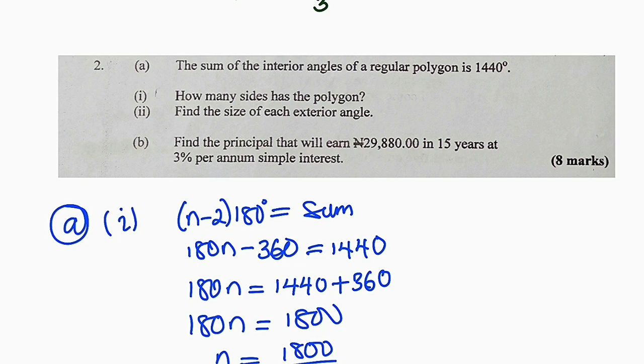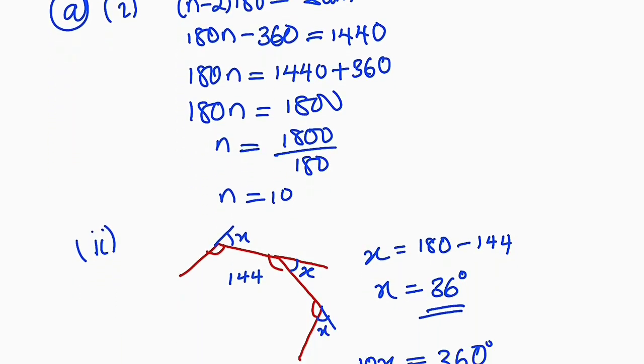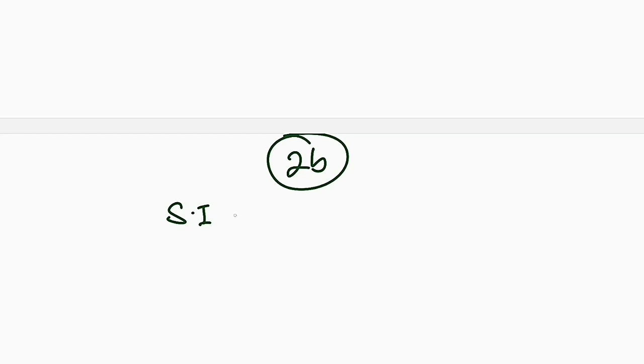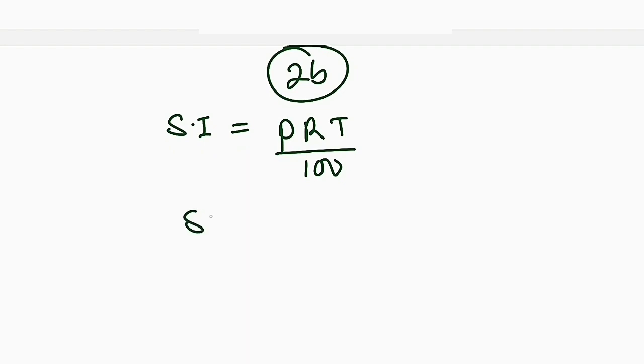So we have just answered the Roman 1 and Roman 2 of A part. Now let us move on to the B part. The question reads, find the principal that will earn 29,880 in 15 years at 3% per annum simple interest. All right, simple interest is equal to the principal times rate times the time divided by 100, right? But the simple interest is given from the question as what?